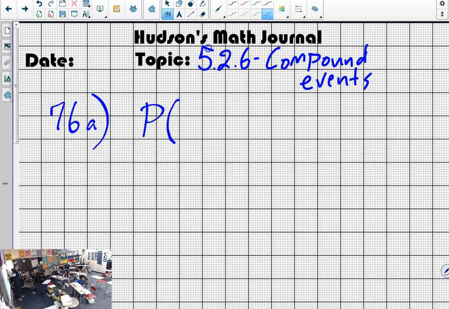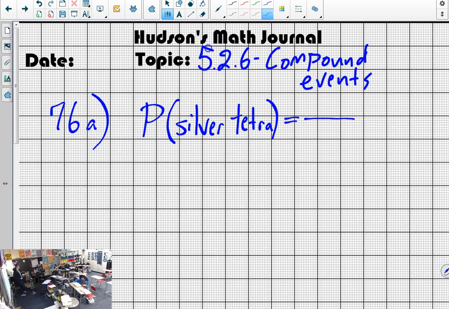Probability of, what goes in the parentheses? What are we looking for? Silver tetra, right? Sorry, as soon as I saw the hand, somebody just said it out loud. So we write silver tetra. Please make sure you're with me. Probability of silver tetra.